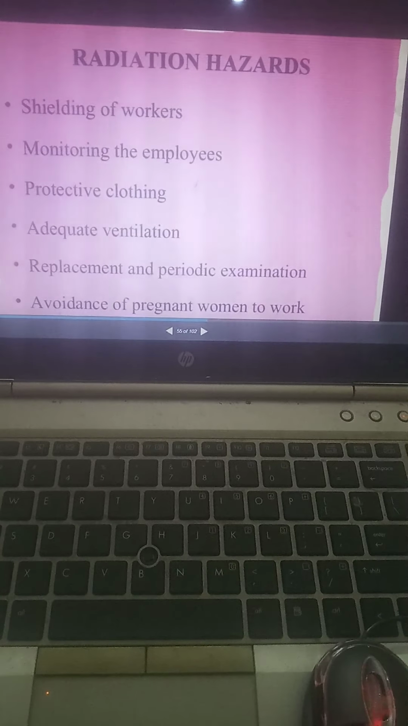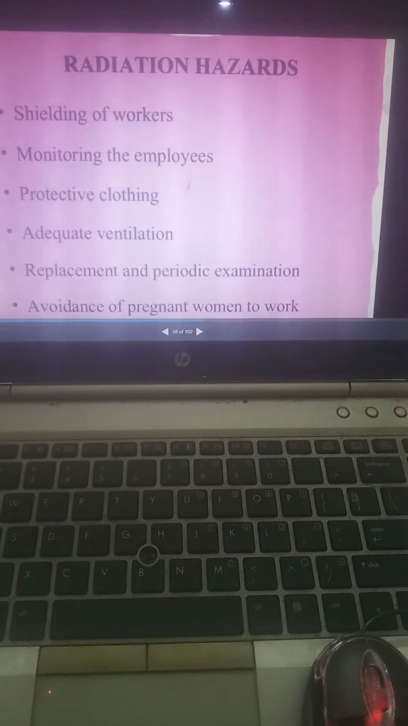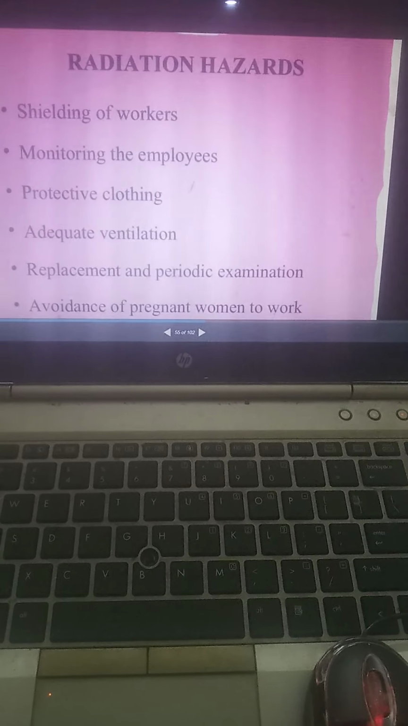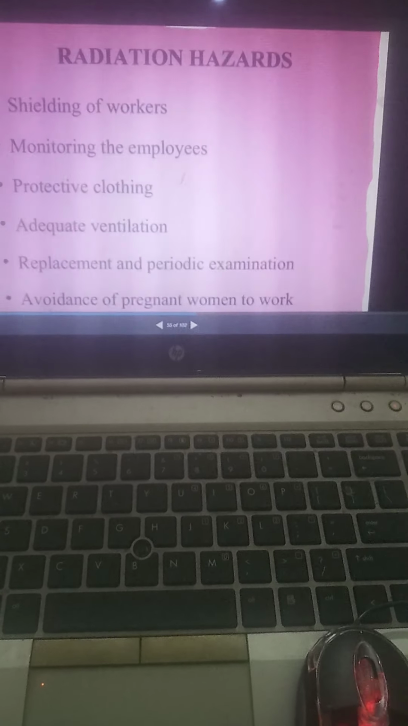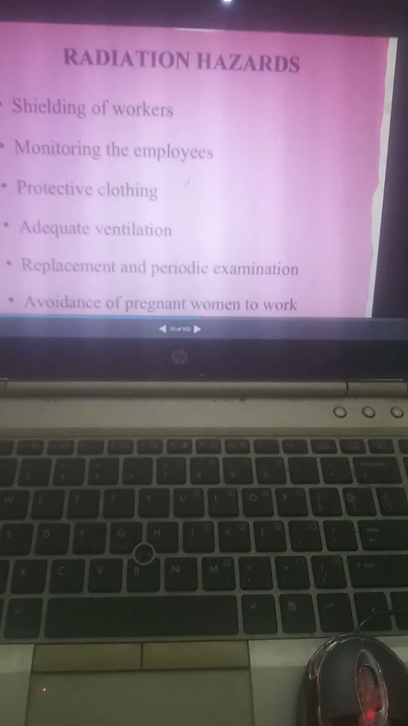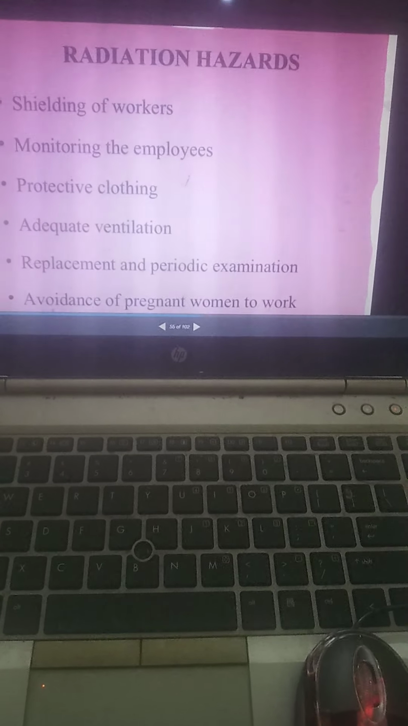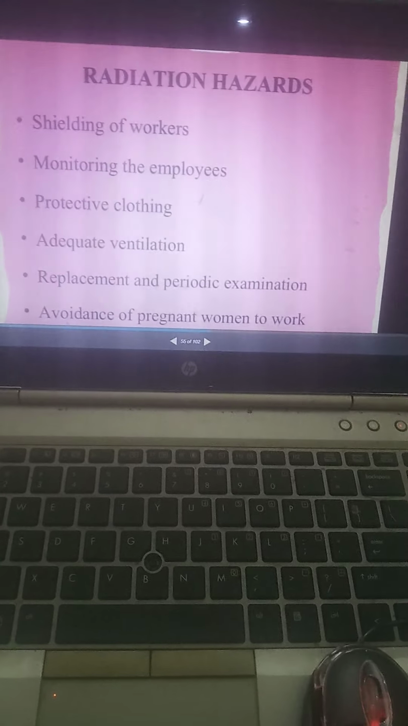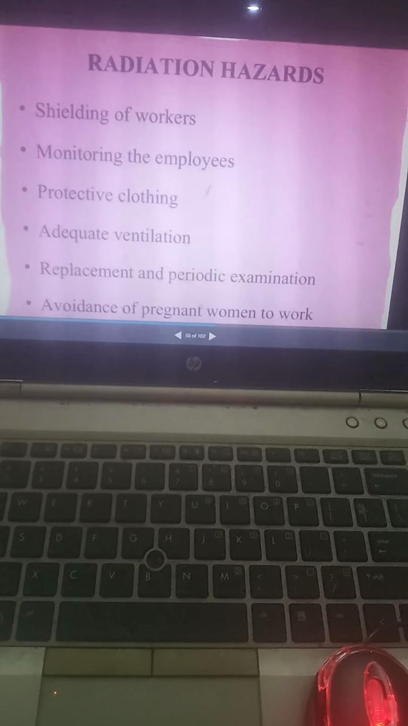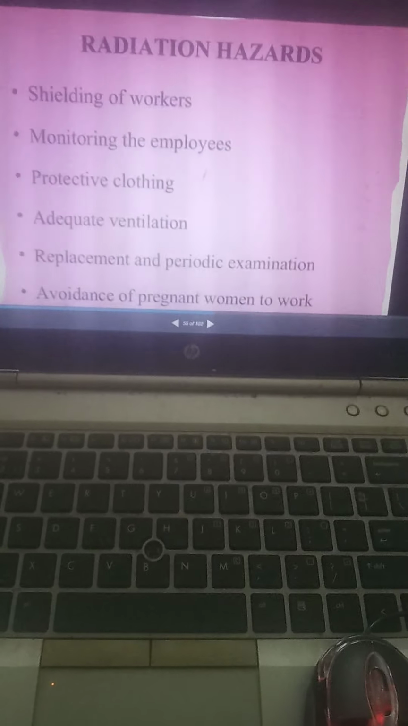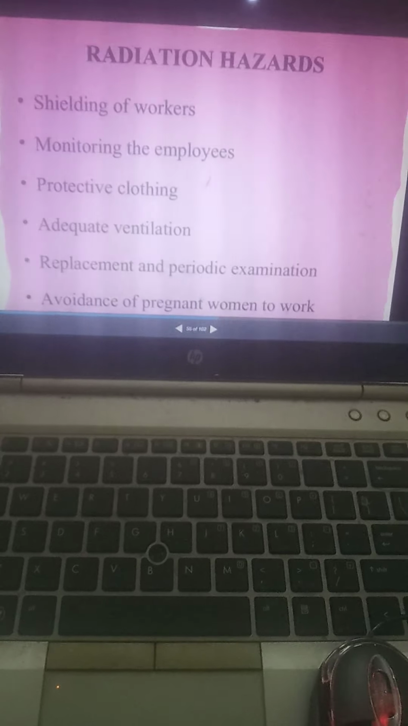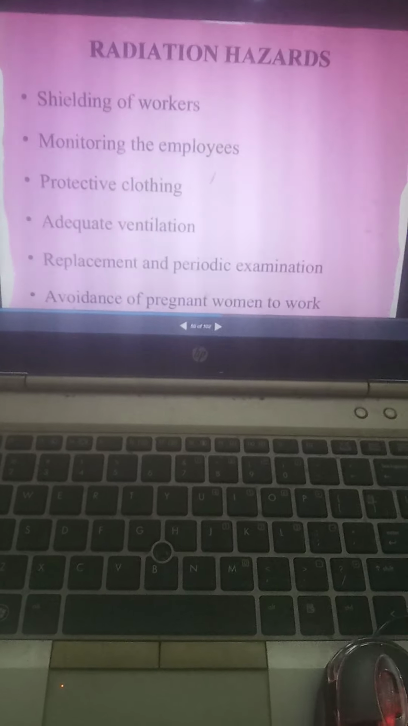Now, in addition to all this, the Radiological Association has developed badges, and they have limited the maximum exposure an employee should have to 5 REM. If the badge shows that exposure has reached 5 REM, that person is removed from that post and given some other post, and some other new worker is brought in to work at that post, so that work is not affected and the health of the worker is also preserved.